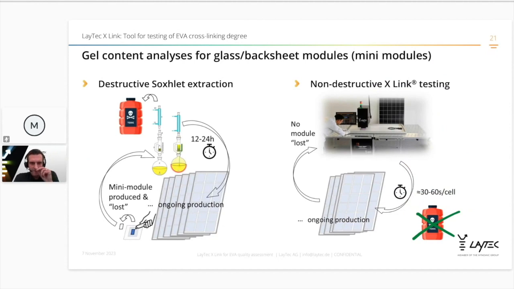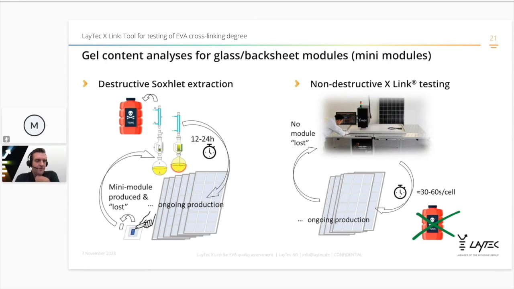So I've also seen a question about glass modules. So let me come to the different scenarios that we have in today's PV module production. The most obvious approach would be to really take a module from production, cut out pieces, do the Soxhlet analysis, and wait for the result, which usually takes 12 to 24 hours while your production is ongoing, and then hope that everything goes well and continue production afterwards. However, margins are so tight that nowadays this is not done anymore.